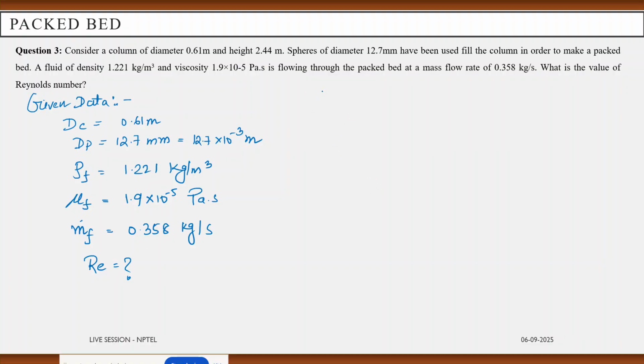At first we will calculate the cross sectional area of that column, pi by 4 dc square. Then you should calculate the value of the volumetric flow rate, that is mass flow rate divided by density.